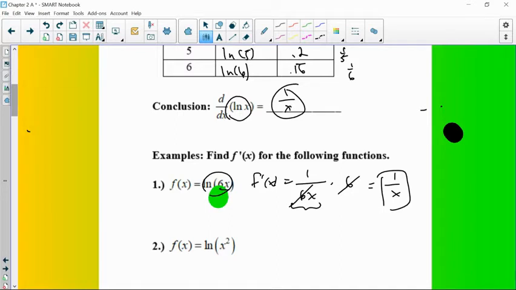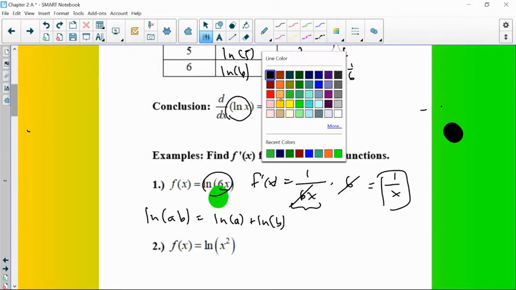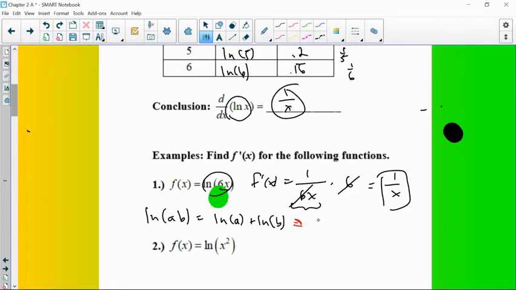But think about this for just 1 minute. There are log properties, like natural log of AB is equal to natural log of A plus the natural log of B, right? So if you applied a log property first and said, okay, natural log of 6x is the same thing as natural log of 6 plus the natural log of x, and then take the derivative. Well, the natural log of 6's derivative is 0 because it's a constant, albeit a transcendental number. And then the derivative of ln of x is 1 over x. So again, it doesn't matter if you do algebra first or calculus first, you get the same answer.